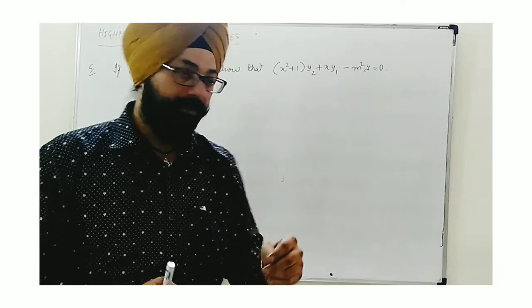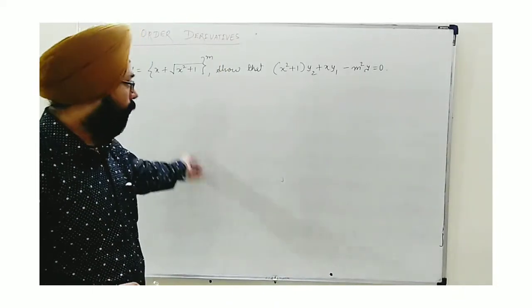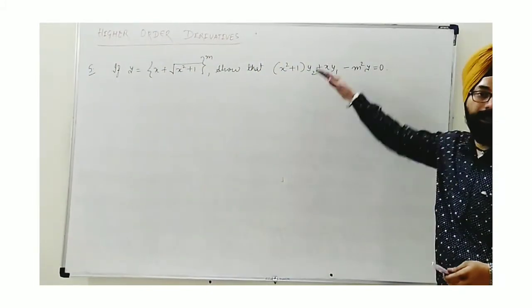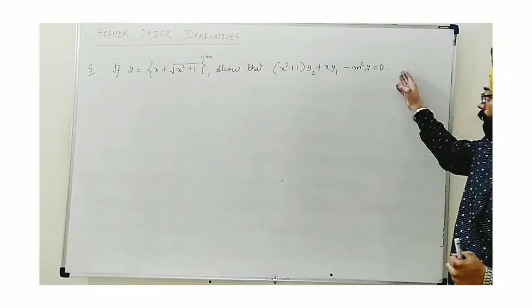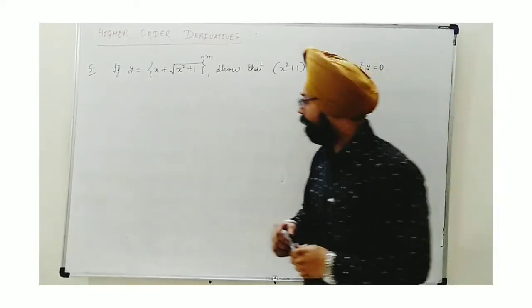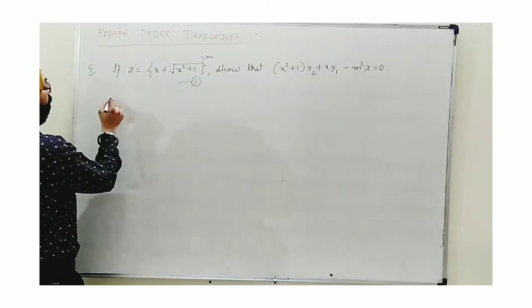I told two methods: whether you deduce directly from the given function, or simply we can obtain the values of y2, y1 and y, all can be put in and simplified to get 0 on the right hand side. So we will see according to the function. Here, first of all, we will differentiate. Two times we have to do.